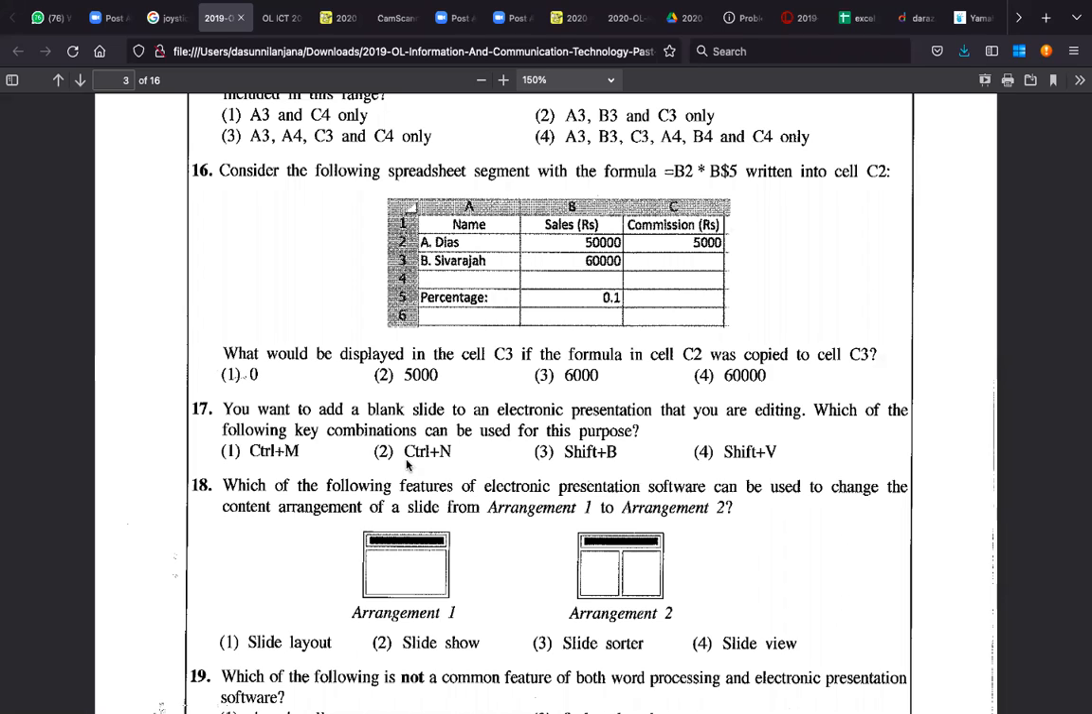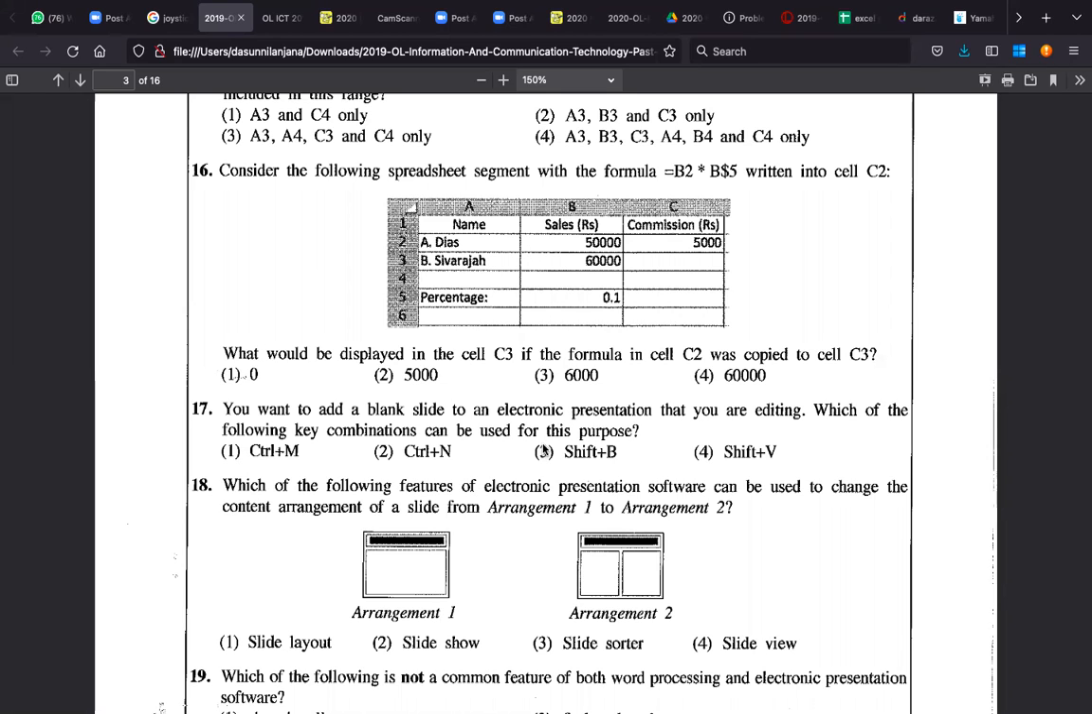Some people have put Control N for question 17. Control N is for when you take a new presentation. If you take an entire presentation, Control N. But Control M is for the new slide. Lashen's answer is correct. Control M is for the new slide. For 17, it's Control M. These things you have to carefully understand, right?